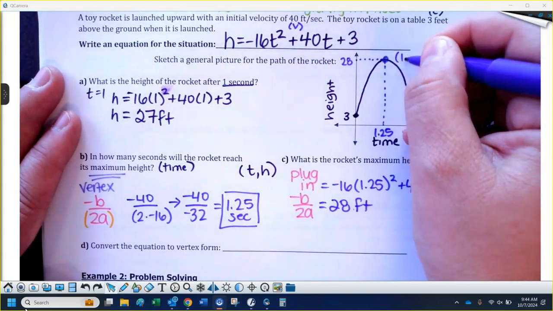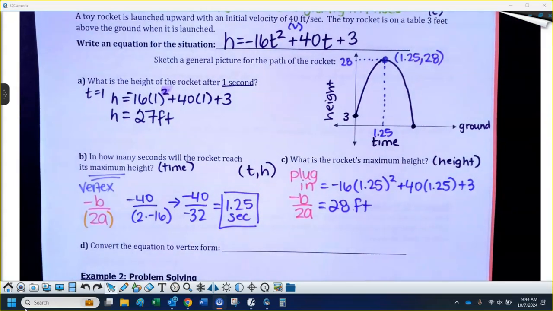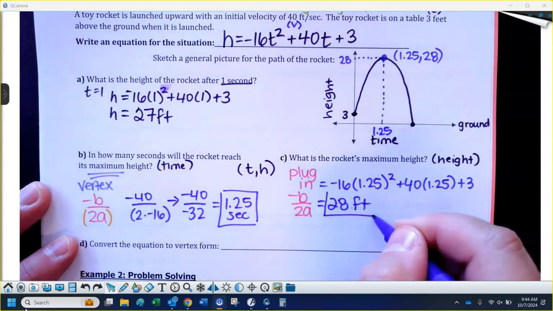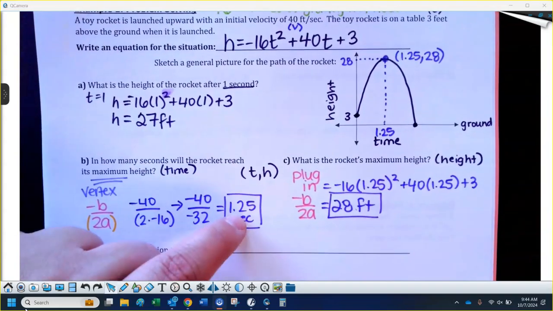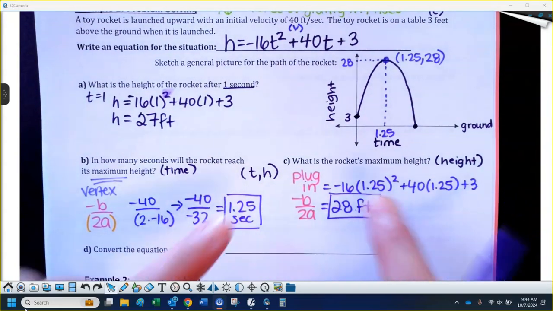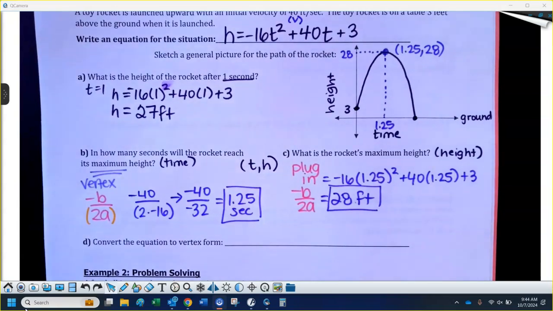So the point 1.25, 28 would be your vertex if you were looking at that graph. So the maximum height is the 28, the 1.25 is the time it takes to get there. So the 28 is the answer for part C, and the 1.25 is the answer for part B. This is just the x coordinate of the vertex, y coordinate of the vertex. That's all it is. If you're asked for a maximum, that's what it is.